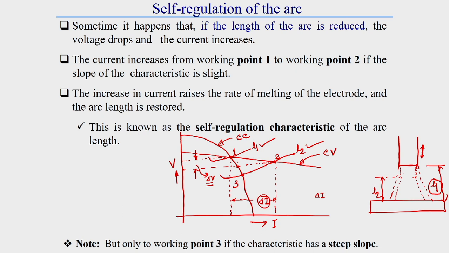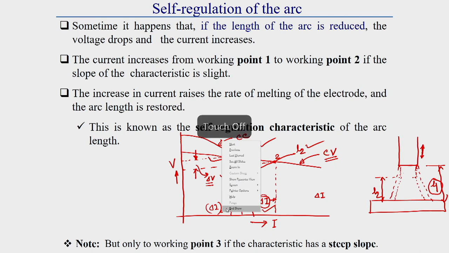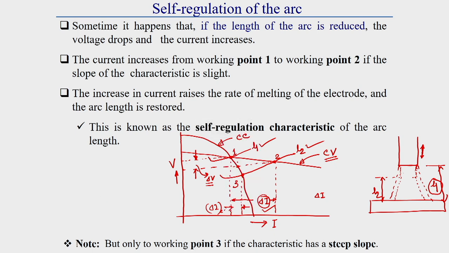it returns back to its original arc length L1 due to what? Due to this high change of current. So, this is for the constant voltage characteristics. But if the characteristic curve is constant current, then due to this change of voltage, the change of current is generally constant, here the change of current is very small.